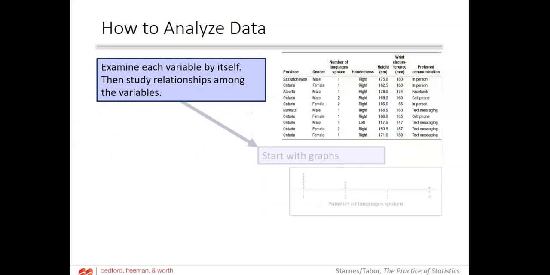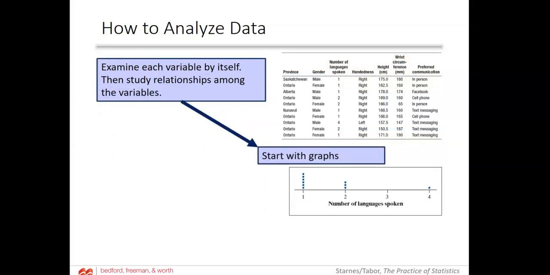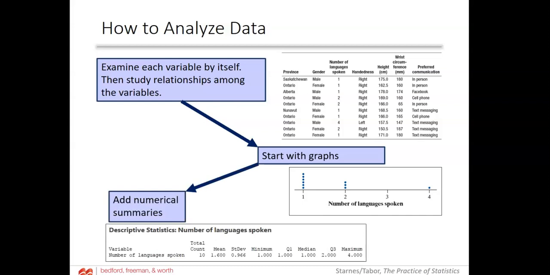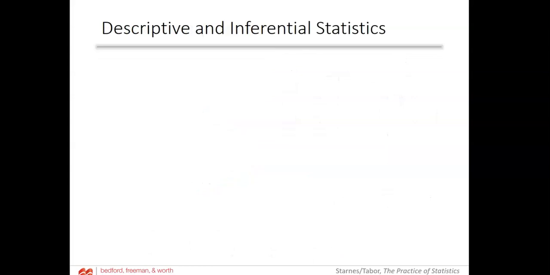How to analyze data. Oftentimes we have a table of data. We start with our graphs. We like to draw graphs. And then from there, we might add some kind of numeric summary. That might be the mean, median, standard deviation, mode, all those kinds of measures of center and spread that we might talk about later on.